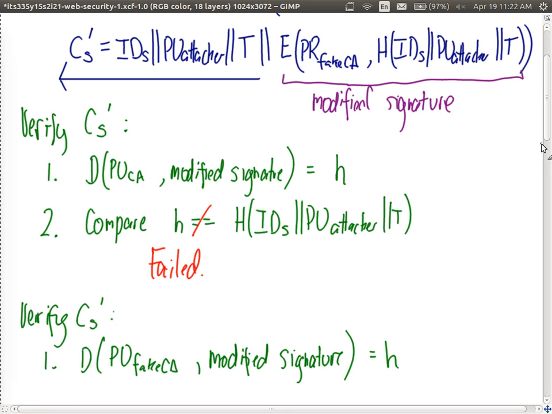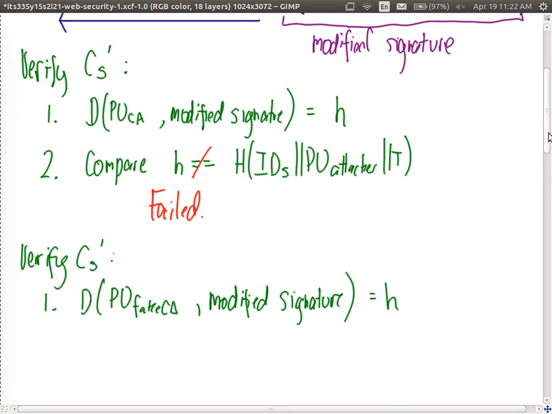What's going to happen if I do that? We've got the modified signature, which was obtained by encrypting the hash value with the private key of the fake CA. We decrypt that modified signature using the public key of the fake CA, the correct key in the key pair. Therefore, when we decrypt and compare, will they match or not? We now compare the decrypted value, lowercase h, with the hash of the original data.